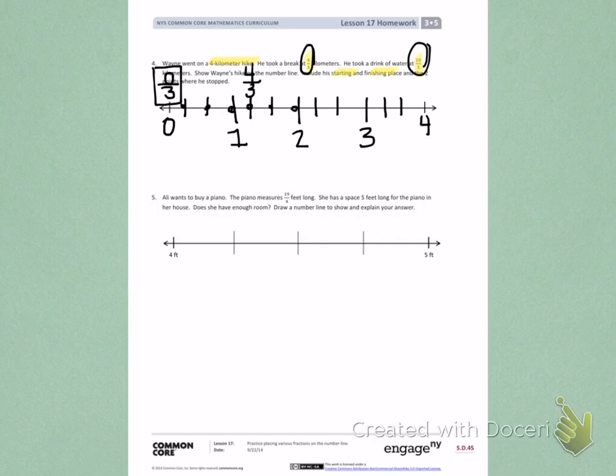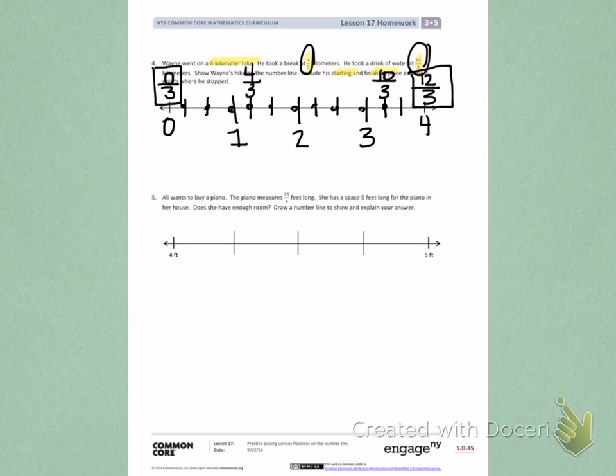5/3, 6/3, 7/3, 8/3, 9/3, 10/3. That's where he had some water. I'm going to continue counting so I can put a box over the 4. 11/3 and 12/3. 12/3 is where he finished. So I'm going to put a box around that since it's equal to a whole number.